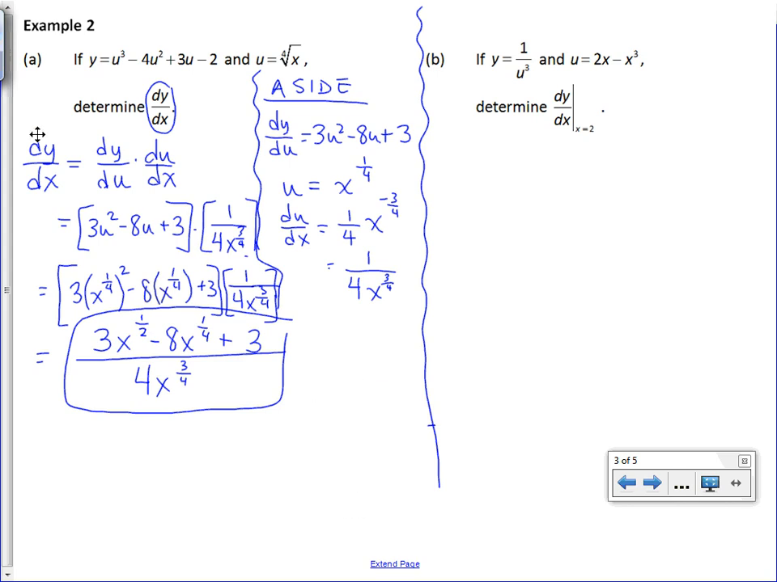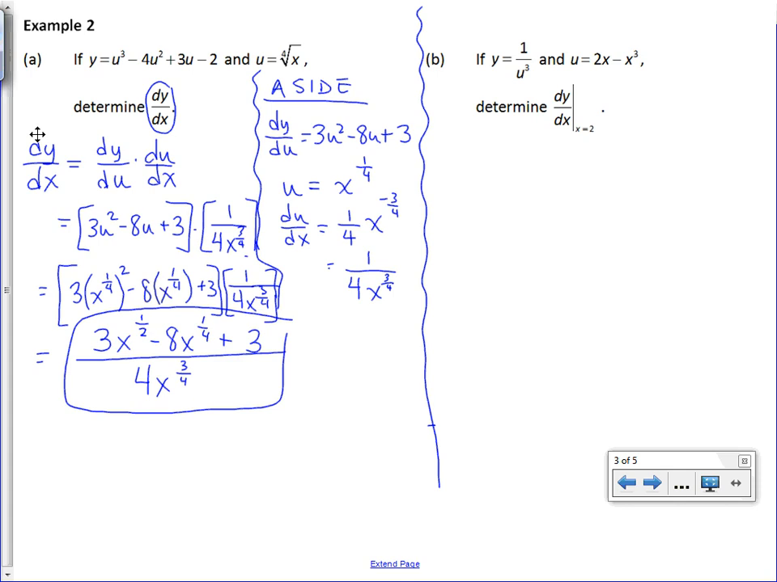Great. So now let's do B. If y equals 1/u cubed and u equals 2x minus x cubed, determine dy by dx at x equals 2. So the nice thing about this one is, I just want the answer. I just want it to be a number. I don't really care about what dy by dx is on its own. I just really want the value when x is 2.